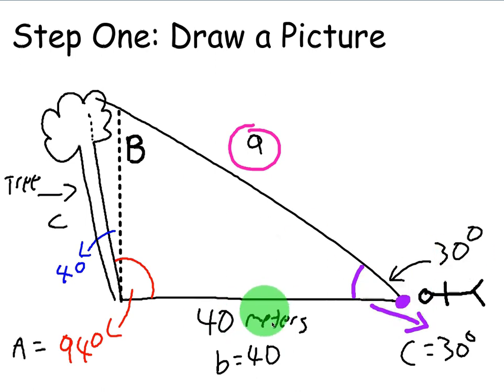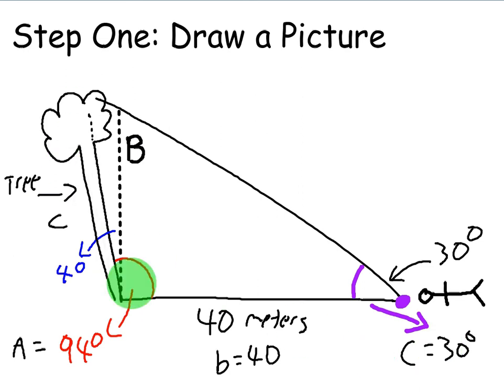So we are given what after we draw this picture? Well, we are given this angle here, 94 degrees. We are given this, which is 40 meters. And we are given this, 30 degrees. Now, we don't know what this is yet. I'm just going to go ahead and delete that for now, though. What we're really trying to solve for is the height of this tree.